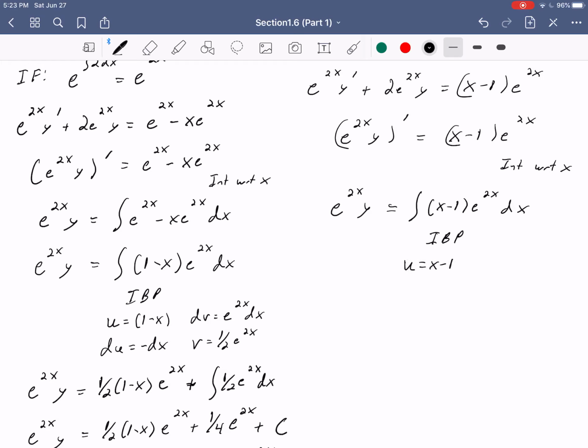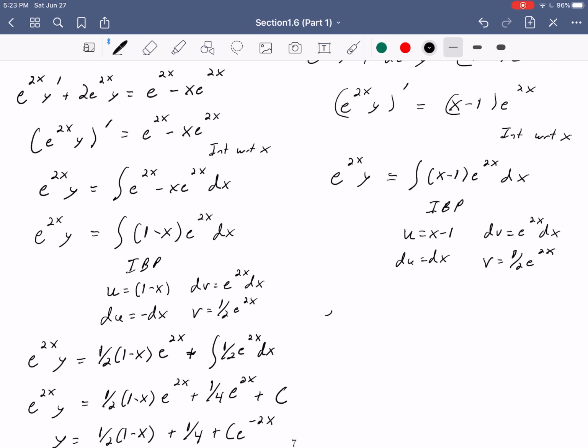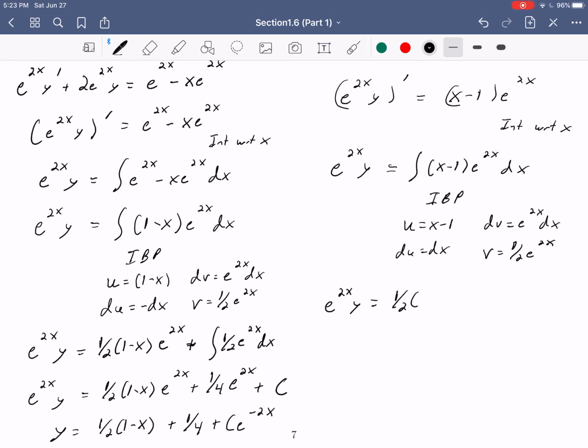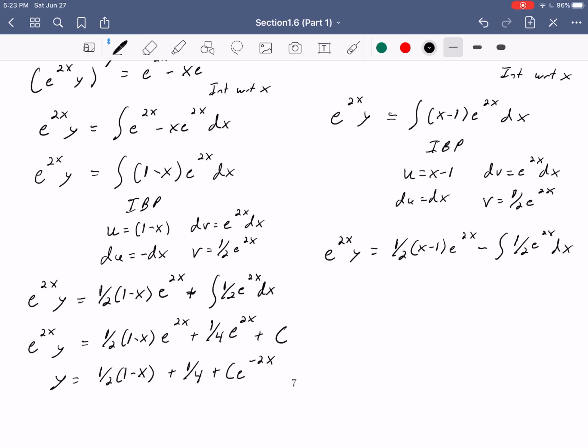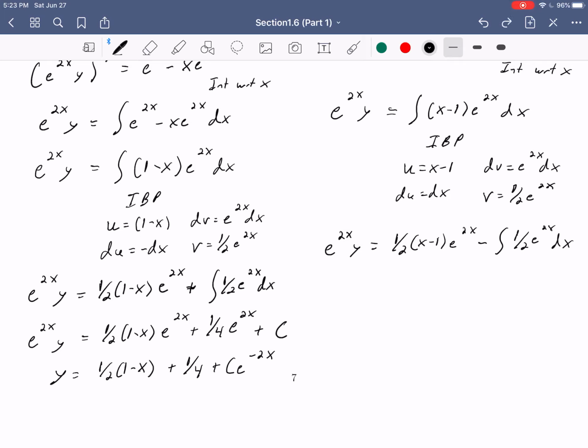u is going to be x minus 1. dv is going to be that e to the 2x dx. du is going to be dx, v is going to be 1/2 e to the 2x. So we get e to the 2x y. This uv is going to be 1/2 (x minus 1) e to the 2x, and then minus the integral of 1/2 e to the 2x dx. And then we can finish that up, and we get e to the 2x y equals 1/2 (x minus 1) e to the 2x minus 1/4 e to the 2x.